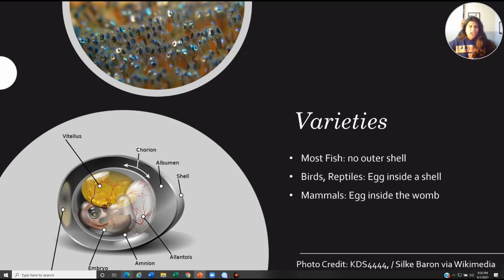So most fish do not have an outer egg shell. Like if you know the egg of a chicken or an ostrich has an outer shell, right? The egg shell. You will see that most fishes don't have it, and some amphibians may not have it too. This is because the eggshell has not evolved in those species.